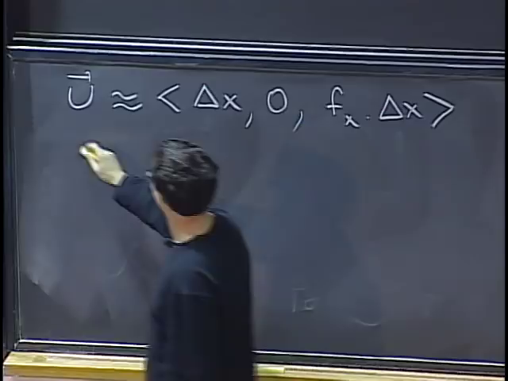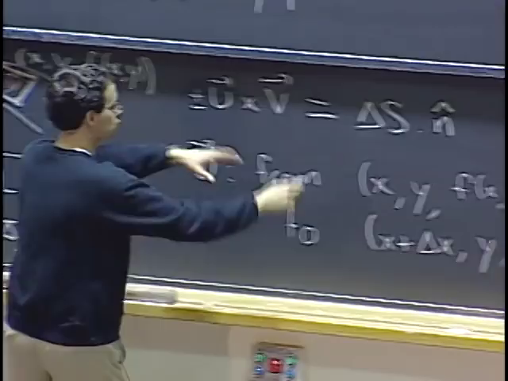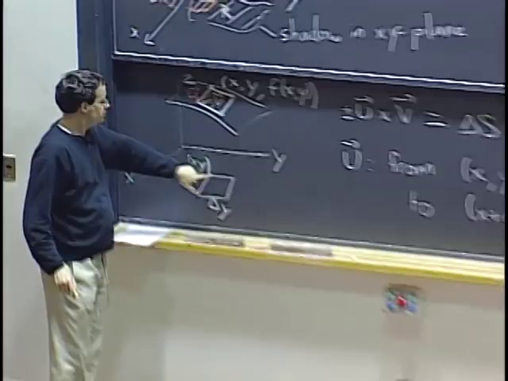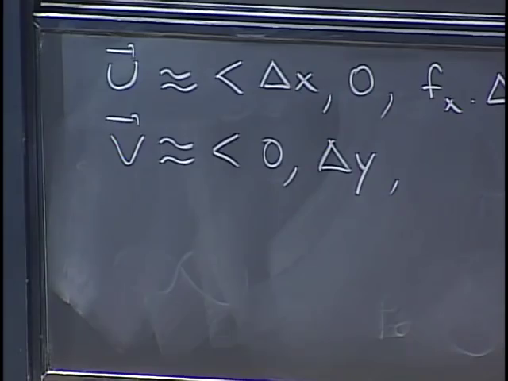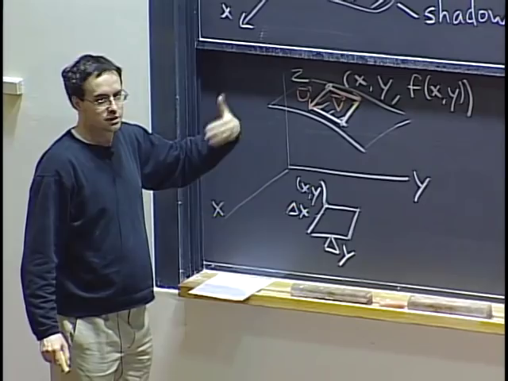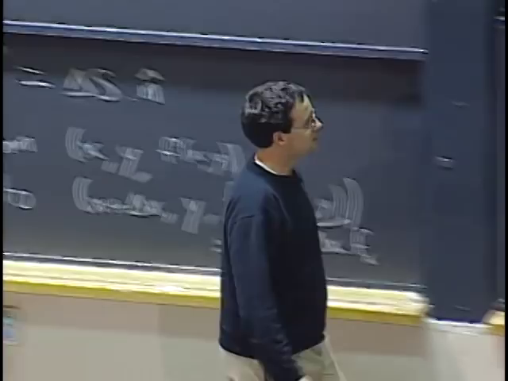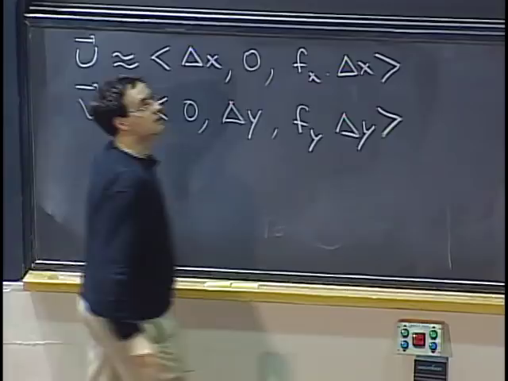Now, what about v? v works the same way, so I'm not going to do all the details. When I move from here to here, x doesn't change, and y changes by delta y. So for the x component, nothing happens. The y component changes by delta y. What about the z component? f changes by f sub y times delta y. That's how f changes if I increase y by delta y. OK, so I have my two sides.